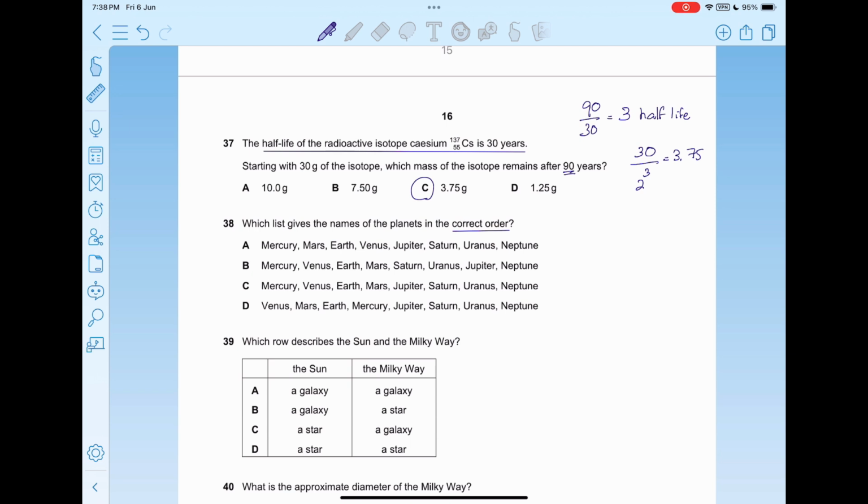Which list gives the names of the planets in the correct order? So D is wrong because Mercury is the closest to the sun. Mars should not be the second one, so A is also wrong. And then between B and C, Saturn should come after Jupiter. So B is wrong. So the last answer is C.